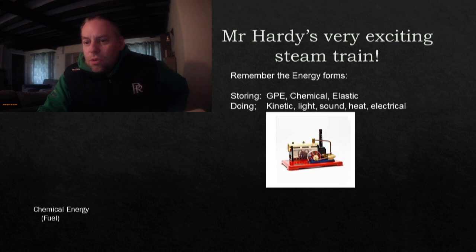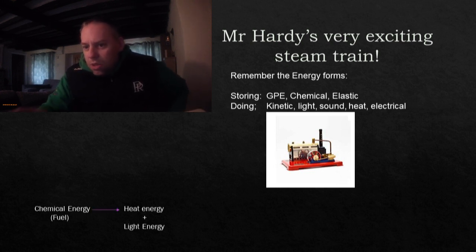But let's talk quickly about some of the energy transfers that have happened inside this model. I'm going to start off with, again, like before, our starting energy being the fuel. And so the fuel contains energy in the form of chemical energy. We set fire to that, so it burns. And unlike the candle, this time the heat energy is the useful energy, and the light energy is the energy that isn't going to be useful. So my first change is chemical energy into heat plus light.